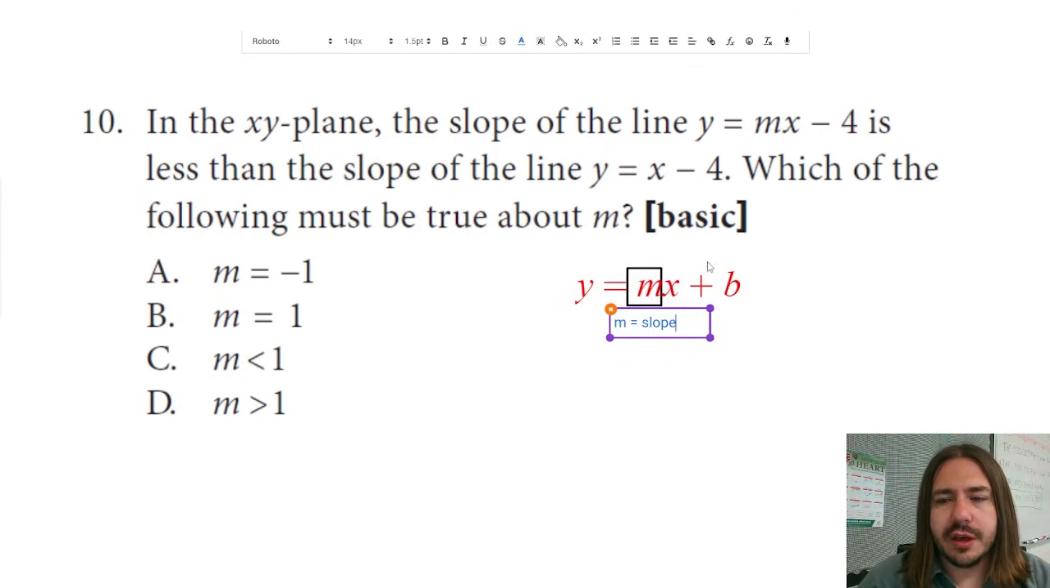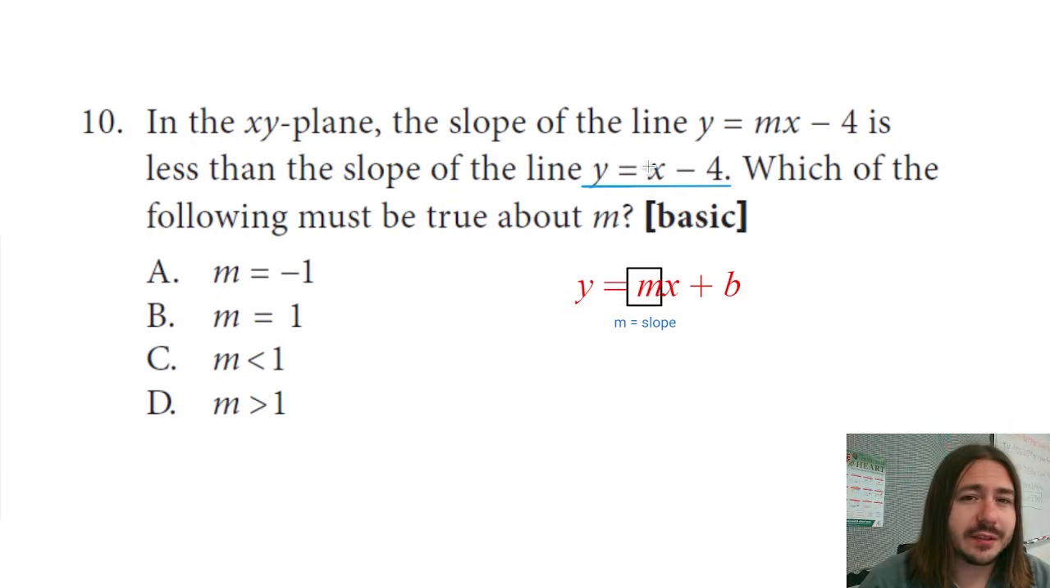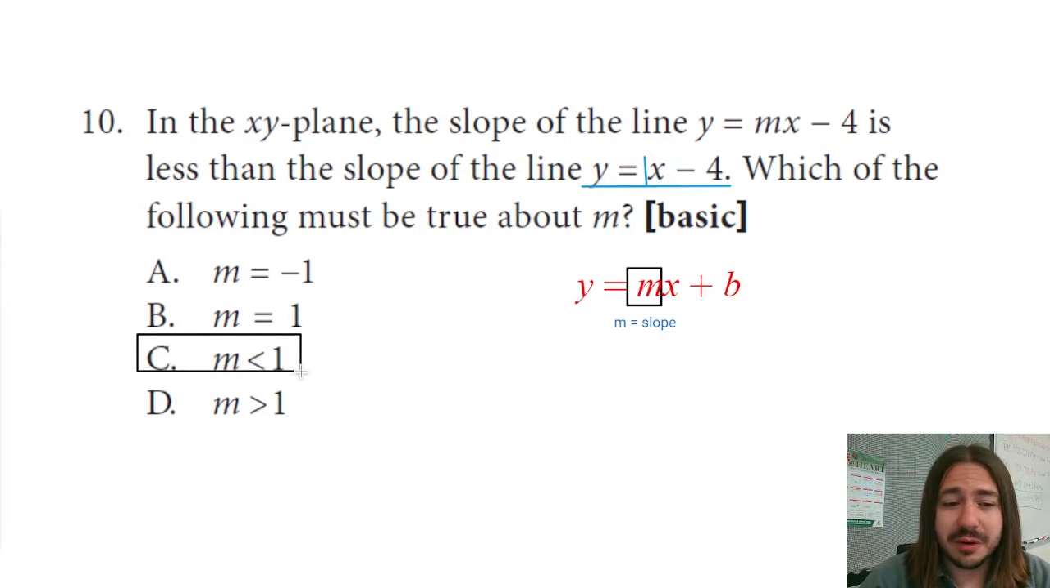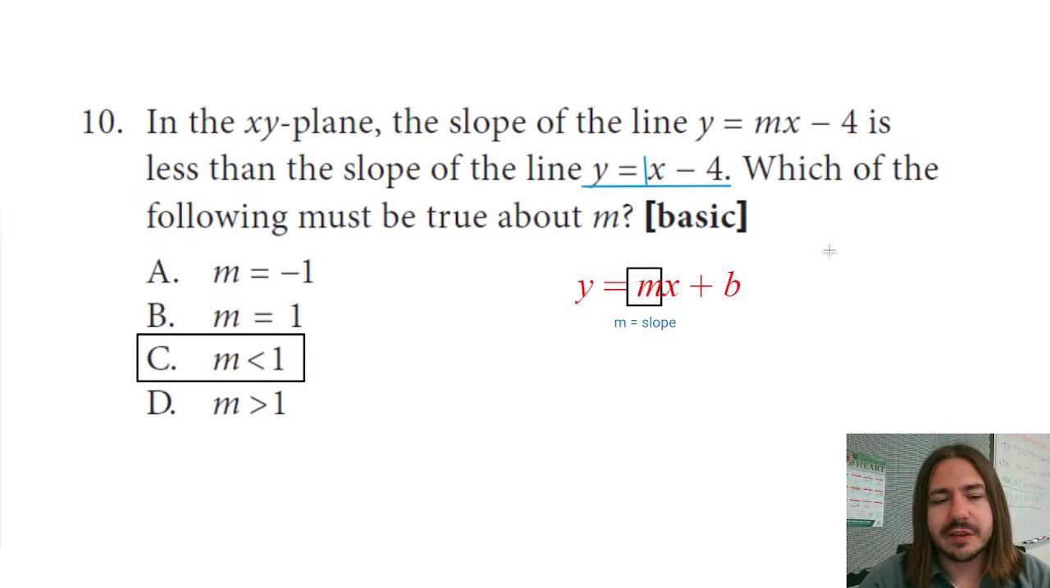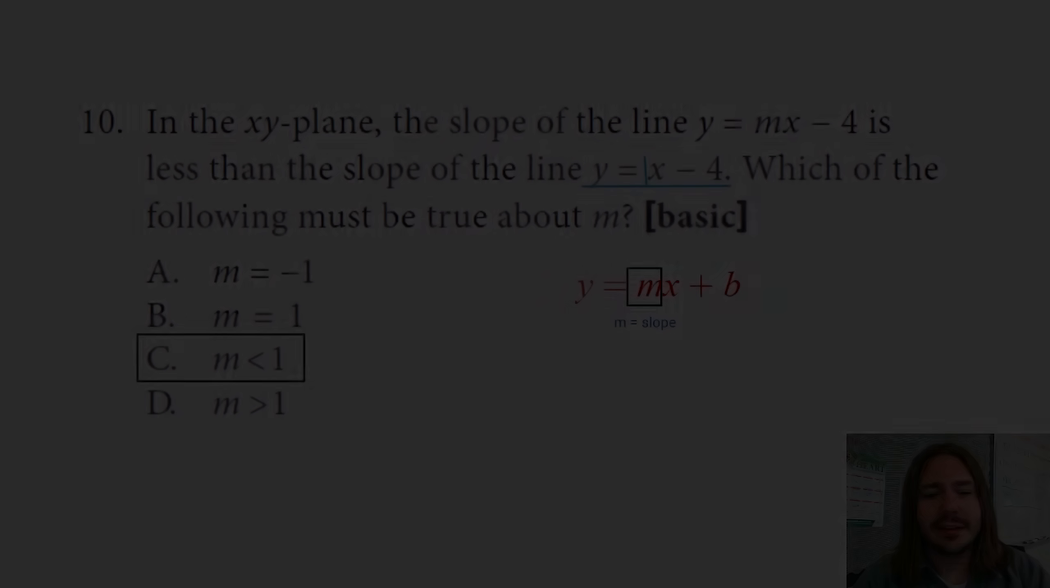Now, for the equation that's given, y equals x minus 4, you do not see a number in front of the x. There is an assumed 1 here. So if mx minus 4 has a slope that's less than the slope of this, that means this m value must be smaller than 1. And so our answer is C. There's really not much more to it. You just have to understand what it's asking for, and have a good understanding of the slope-intercept form of a linear equation, y equals mx plus b. Well, that's it for number 10.